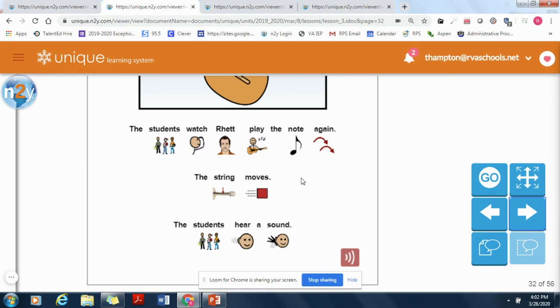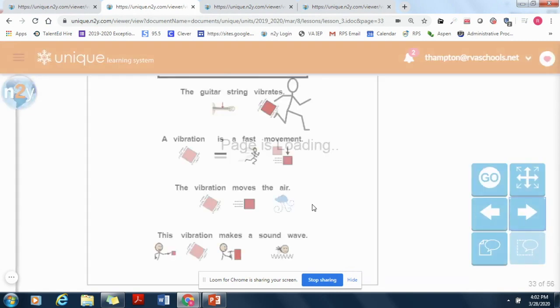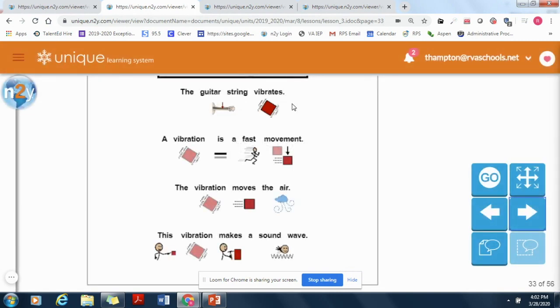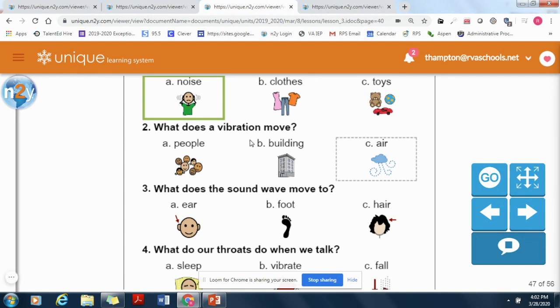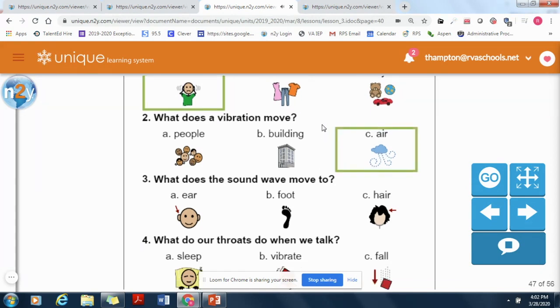Students, as they play a note, the string moves, and the students hear a sound. The guitar string vibrates. The vibration is a fast movement. The vibration moves the air. Okay? So let's go back and see if that's a choice. What does a vibration move? Vibration moves air. Very good.